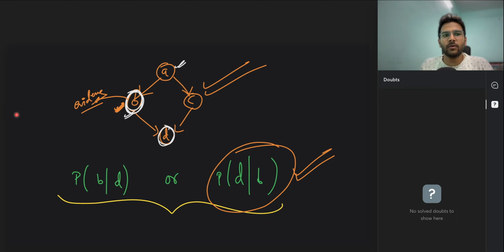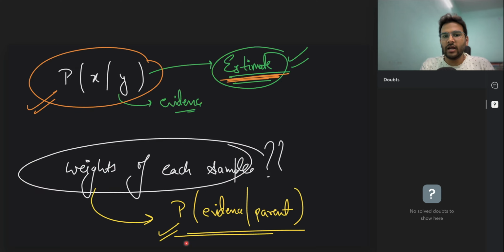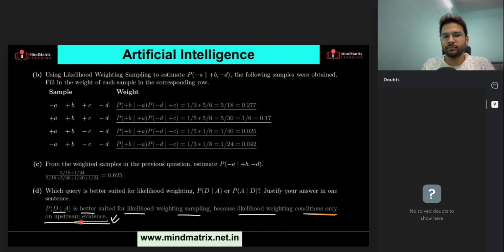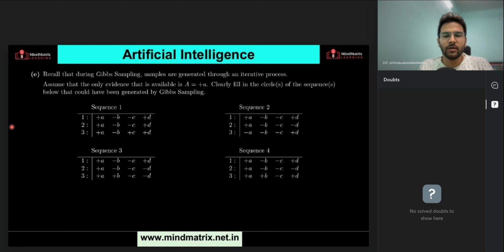Is this clear now? Any doubt, anyone? So that is the reason, and these are the answers. You can just verify later on, once you solve this. Okay, let's see the last question now.